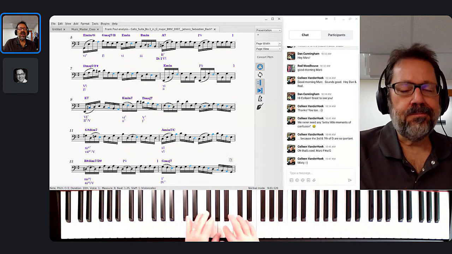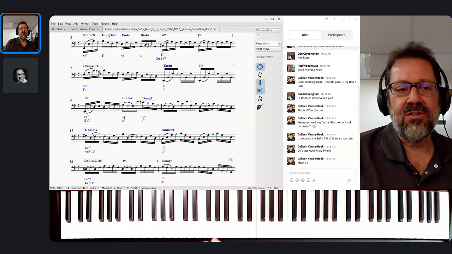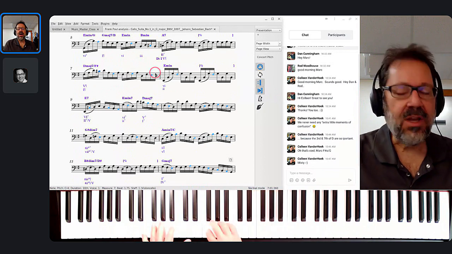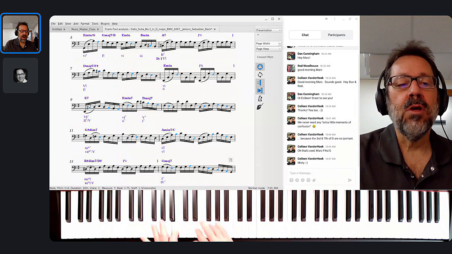And again, the same kind of issue: I'm not going to worry about calling that C sharp a major 7th. Let's just call it D. Okay, so this is definitely an E minor chord. Now, this next chord.